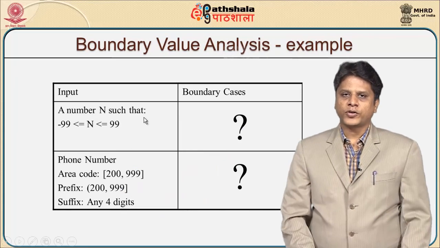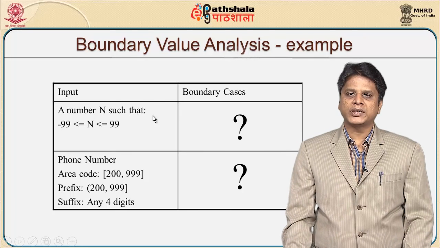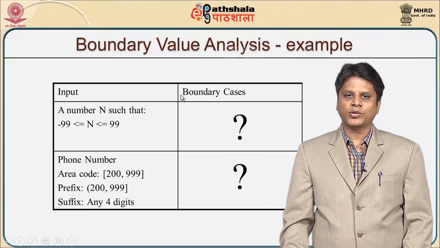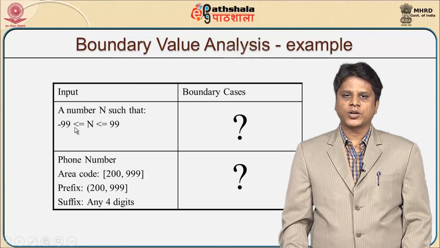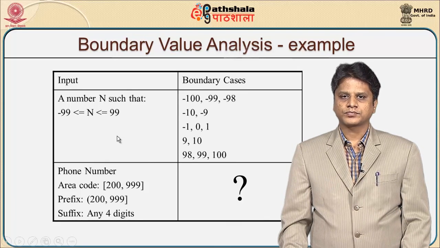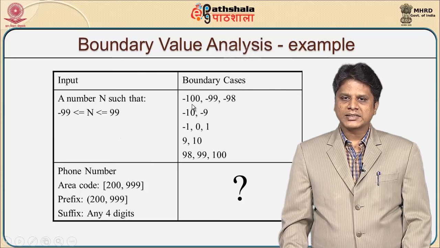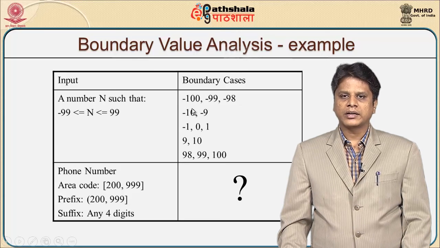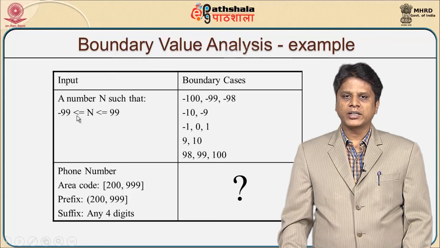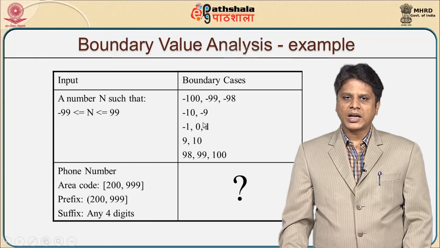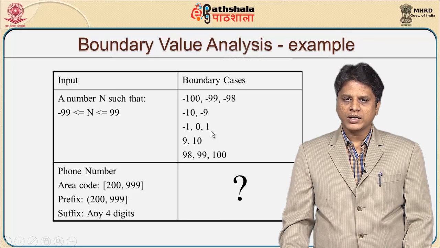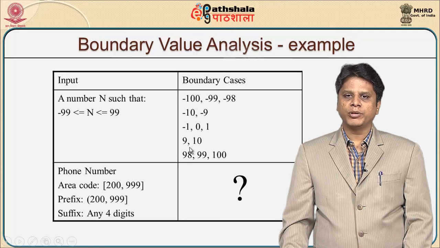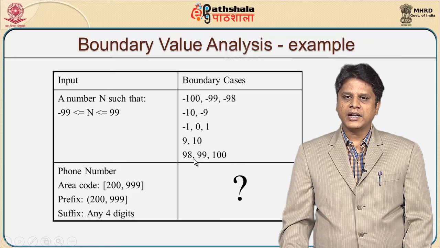So for the example that we have already provided, what should be the boundary case that we may have to write for the input? Minus 99 less than or equal to n less than or equal to 99. We may have to test for minus 100, minus 99 and minus 98, which becomes one boundary condition. The other boundary condition would be minus 10 and minus 9, which are well within the limits. The other would be minus 1, 0, 1, and the other condition would be 9 and 10, and 98, 99 and 100.